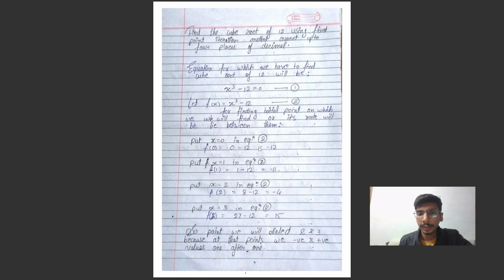So here we took x is equals to 0. Here we have got the answer in minus. x is equals to 1. Here also we have got the answer in negative. x is equals to 2. Again we have got the answer in negative. x is equals to 3. Now here we have got the answer in positive. So we will select x is equals to 2 and 3, because at those points we got one answer in negative and one in positive, one after one.